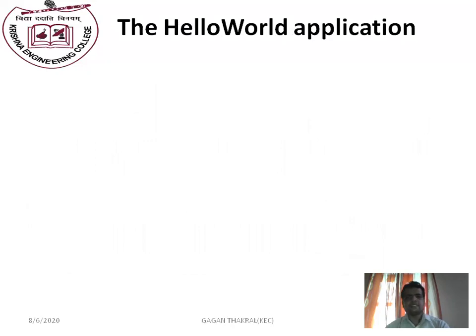Now we will discuss the Hello World application, or Hello World program, in Java. In Java, if we want to print a single statement, then it is mandatory to use a class. Without creating a class, it is not possible in Java to print a single statement. So first of all, we create a class with the help of the class keyword. Here, the class name is Hello World.